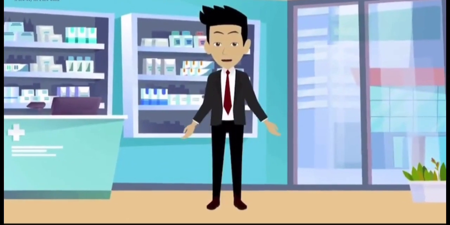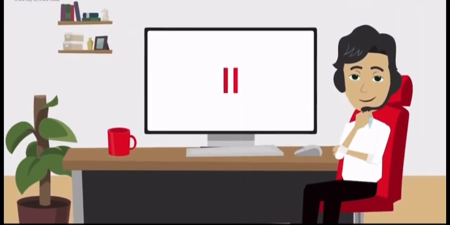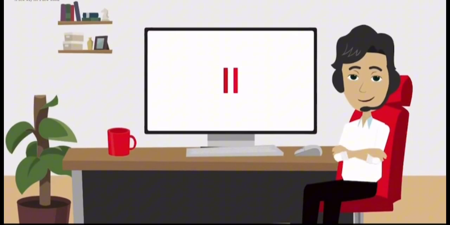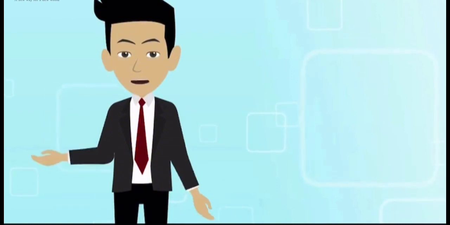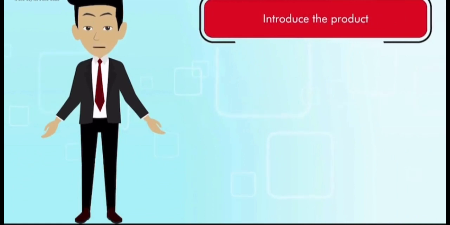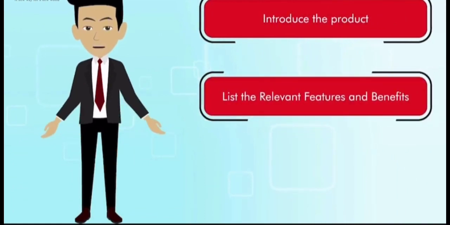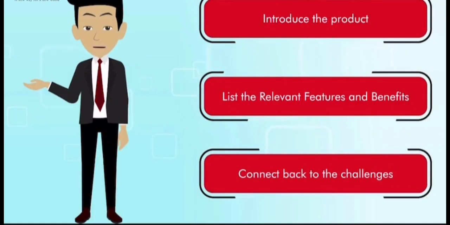Now that we've gone through the examples, why don't you pause the video and try translating your own set of feature statements through the lens of a key benefit. Let's now look at how you can add value with them by looking at the skill steps. Introduce the product. List the relevant features and benefits. Connect back to the challenges.